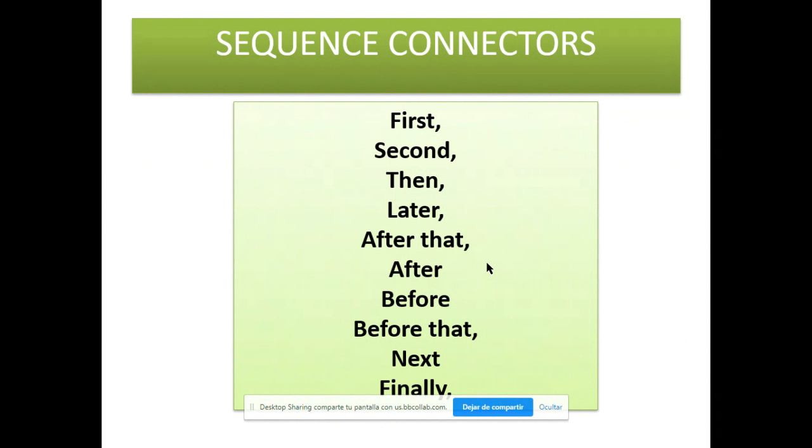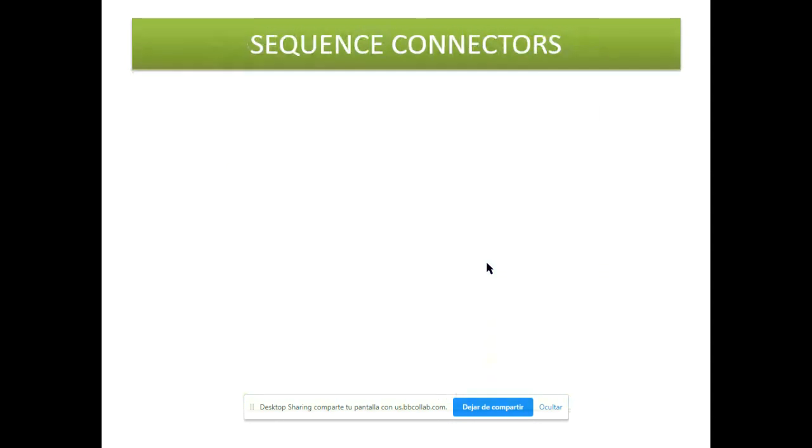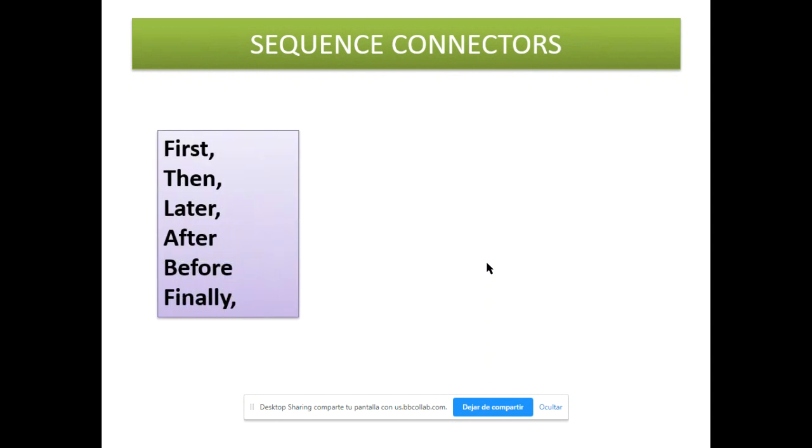Okay. So now let's check what sequence connectors we have. In general, the most recognized sequence connectors are first, second, then, later, after that, after, before that, next, finally. As you can see, we have after that, after, before that, before. Why do we have two? Generally, after that is después de eso. After, después que. Before, antes que. Before that, antes de eso. That's it.